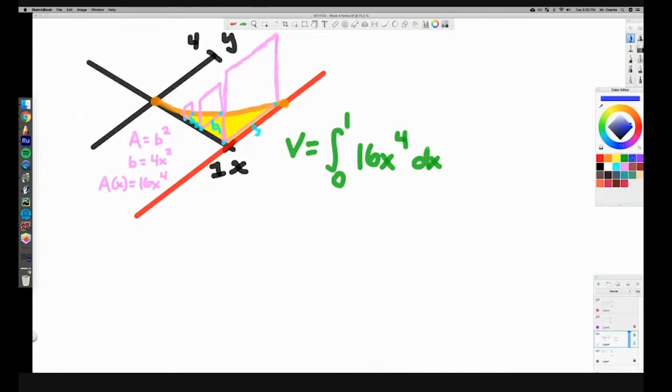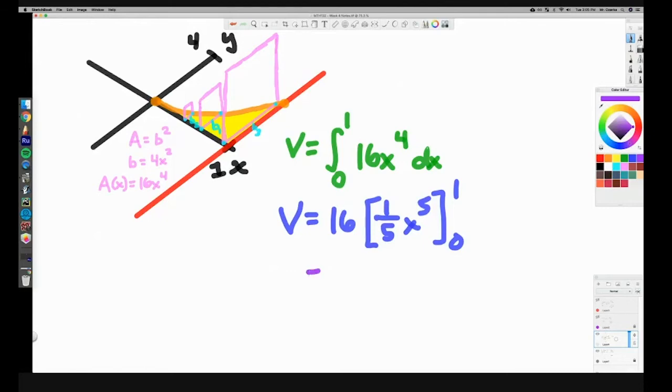The rest of it is a very basic antiderivative. You just use the power rule. I'm going to pull the 16 out, and you have 1/5 x to the 5th, integrated from 0 to 1. Now, 0 is awesome because when you plug that in, you just get 0. So you just have to plug the 1 in. You get 16 over 5 minus 0. 16 over 5 is the answer.